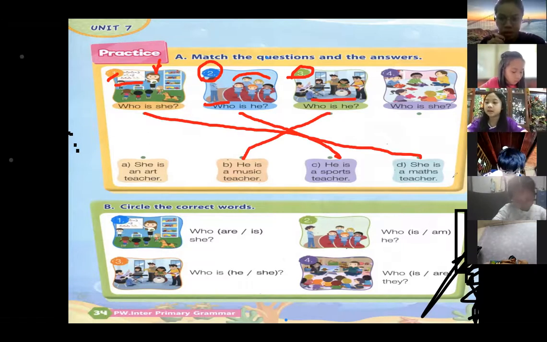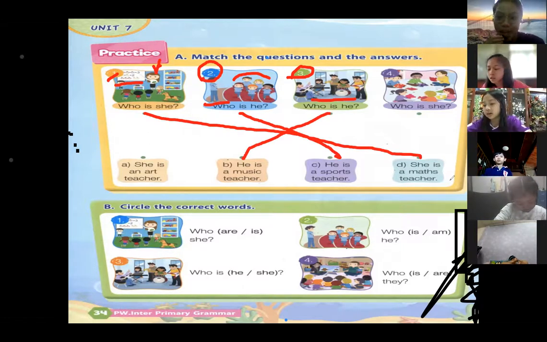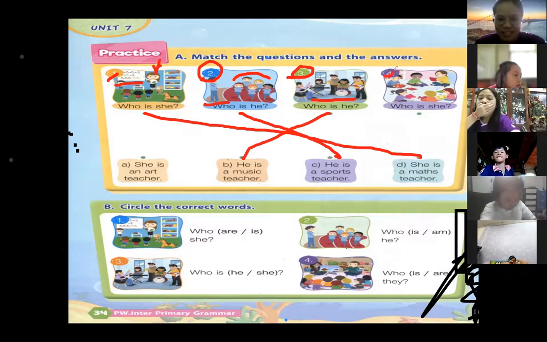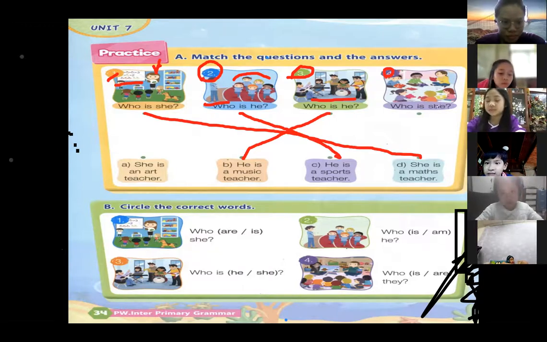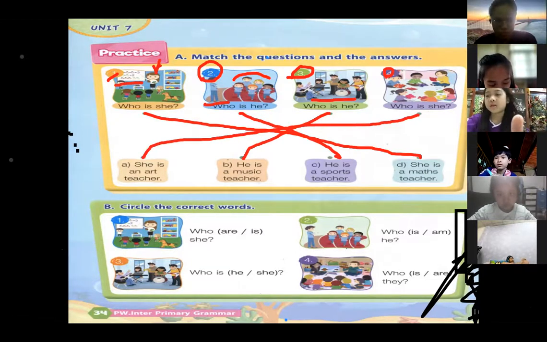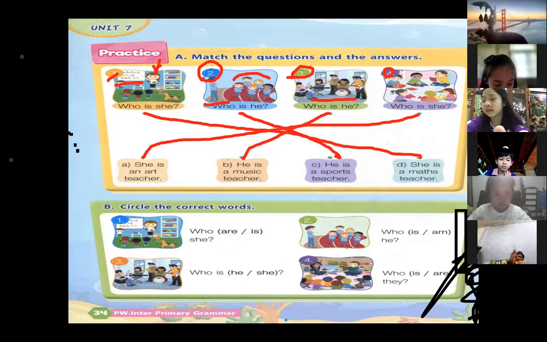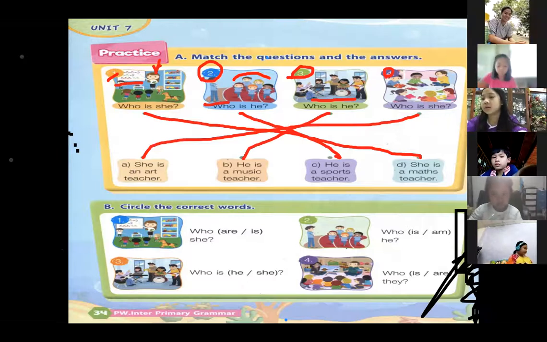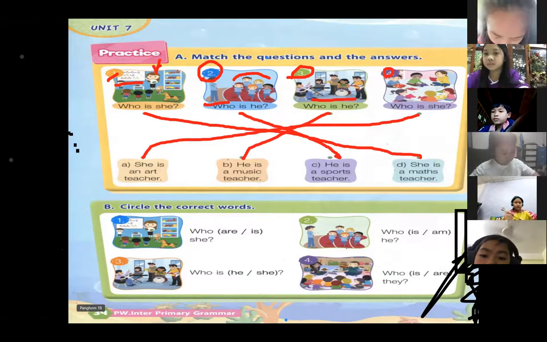And for the last, number four, Chris, teacher? Can you turn on your microphone? Okay, look at the photo number 4. They are painting, they are coloring. So what do you think? A, she is an art teacher. Very good. So this is just an example, so you can look at the picture and then easily recognize what teacher she or he is.